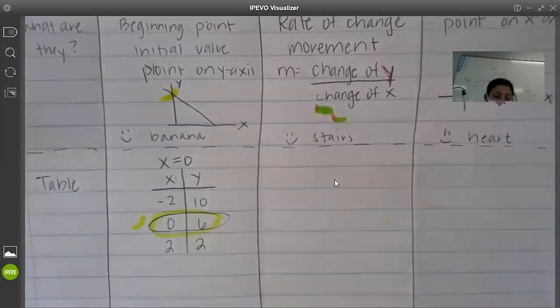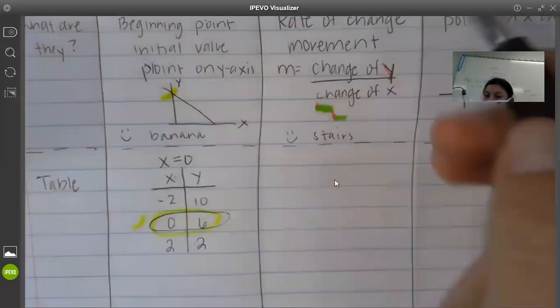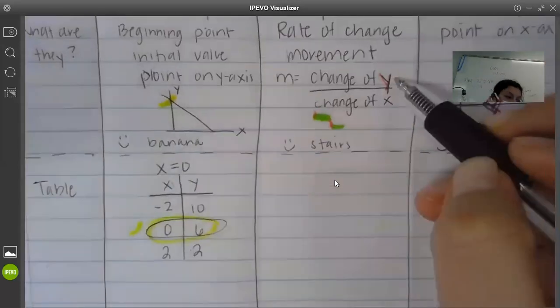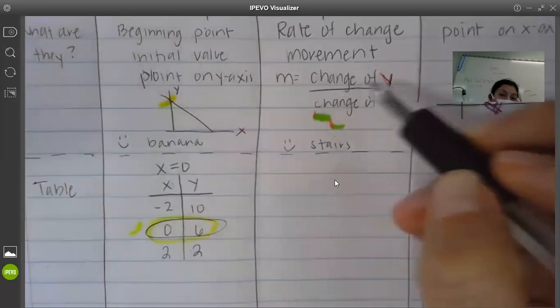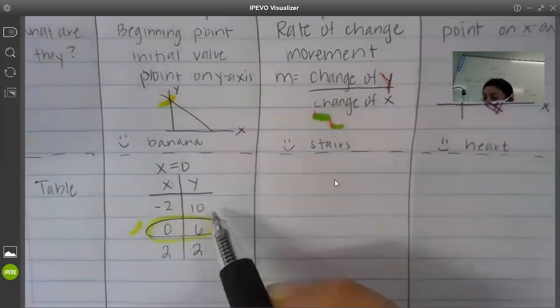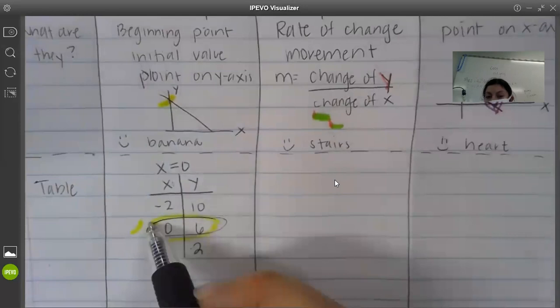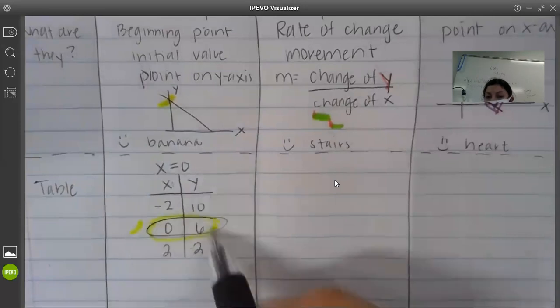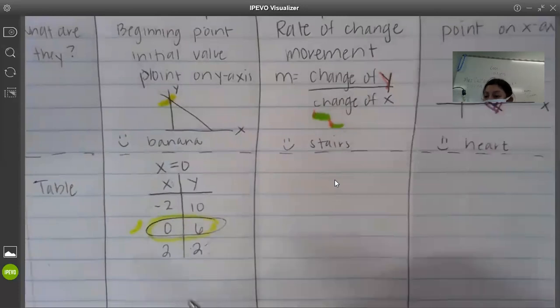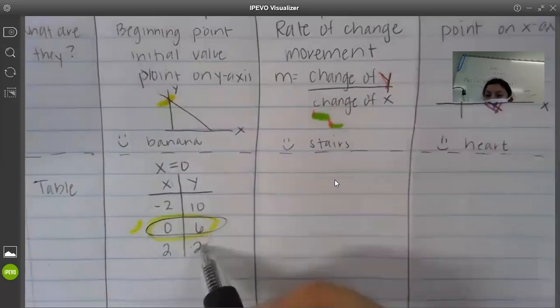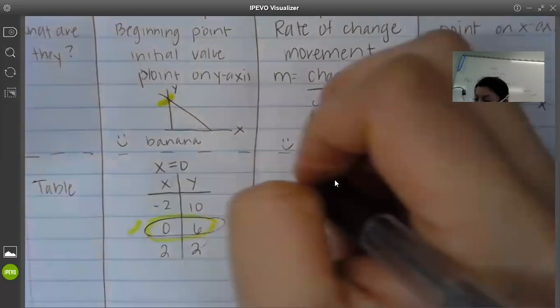All right. Now let's do the slope. We already said the slope is the change of y over the change of x. What it means to do the change of y over the change of x is you're finding the differences between the y values and the x values. So to find differences, to see how it's changing, what we do is we have an equation. We have a formula.